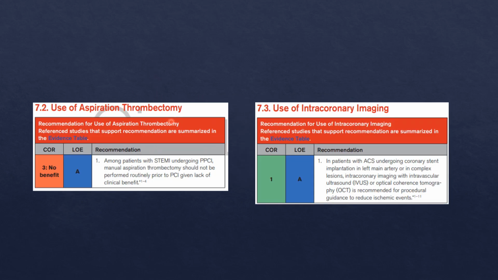Now coming to the management of multivessel disease in STEMI. In selected hemodynamically stable patients with STEMI and multivessel disease, after successful PCI of the infarct-related artery, PCI of other non-infarct-related arteries is recommended to reduce MACE, and it has a class 1 recommendation.